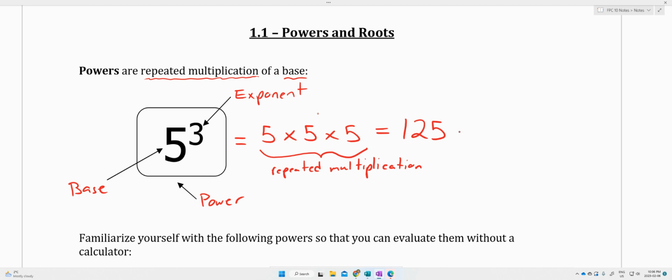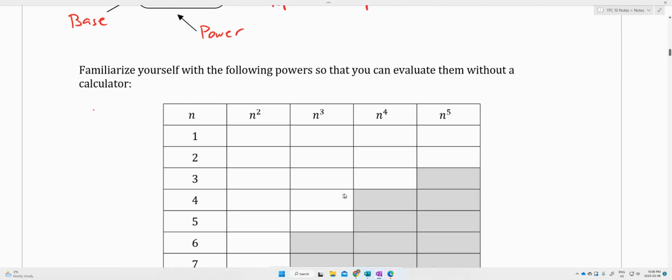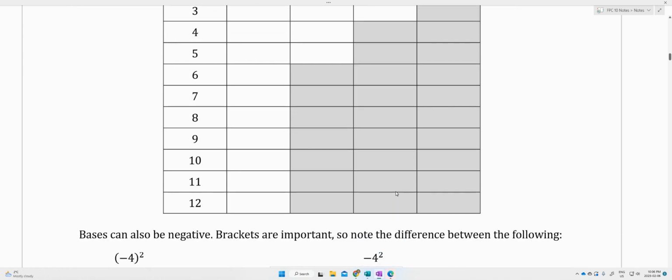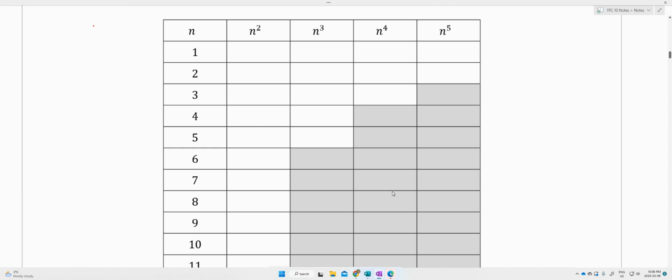Okay. And there are some key numbers that we want to familiarize ourselves with, the following powers, so that we can evaluate them without a calculator. Now, this chart will always be provided for you, but over time, you're going to start to memorize these numbers and their importance. So down on the left here, n is representing our digits 1 through 12.